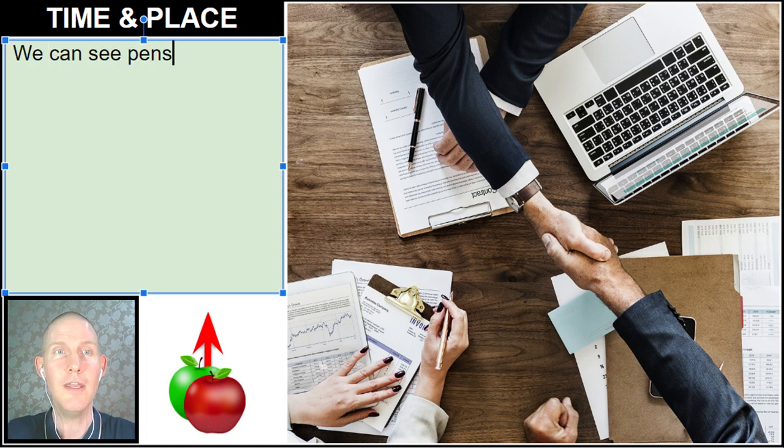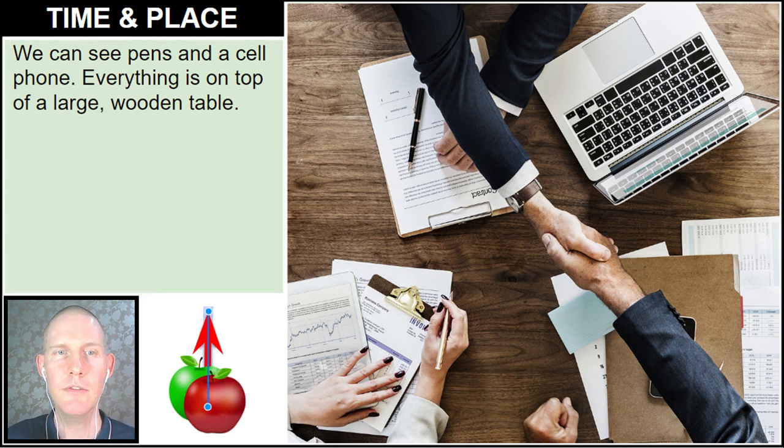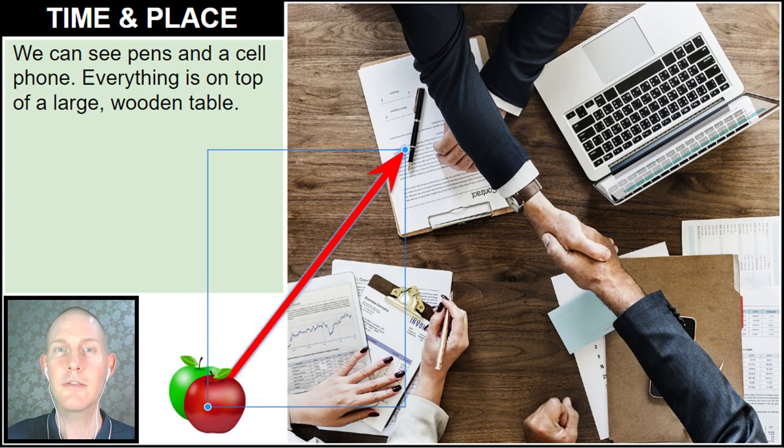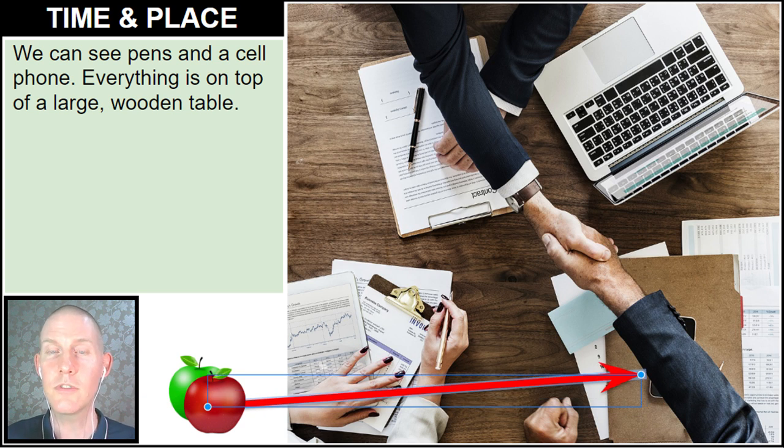So let's see. We can see pens and a cell phone, right? Everything is on top of a large wooden table. All right, so we can see at least 2 pens. The lady is holding one pen in her right hand, and there's another pen on top of the contract, right? And you could say this pen is pointing straight across the table, right? And there's a cell phone underneath that guy's arm. You might say the mobile phone, his mobile, maybe even his smartphone, right? I don't think it's an old version cell phone. I think it's a fairly new version, even though it's almost covered.